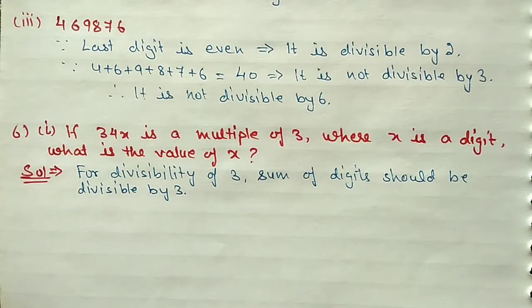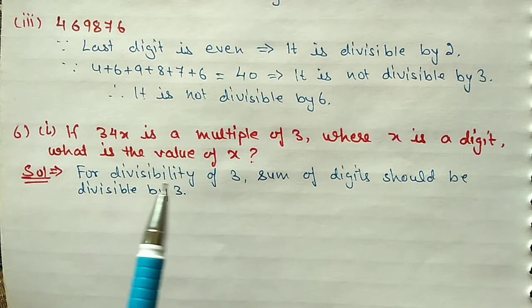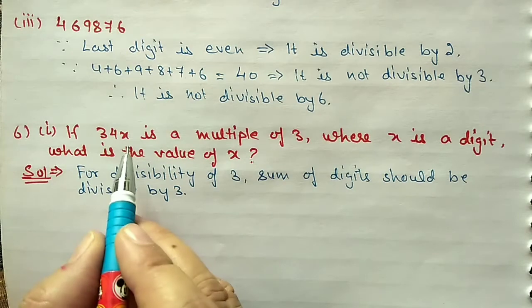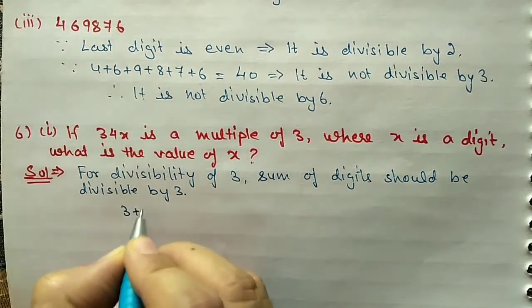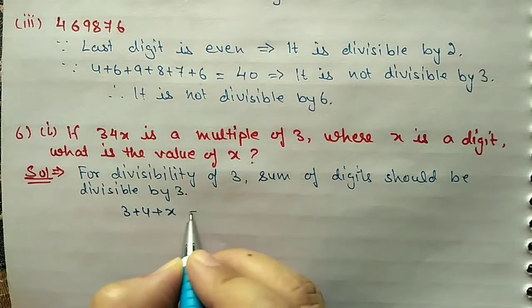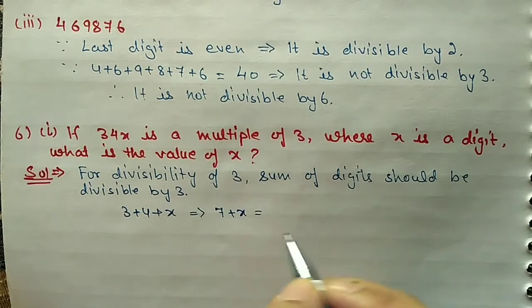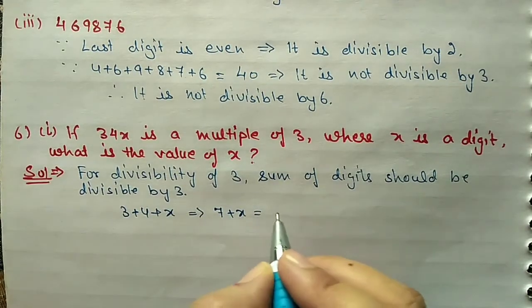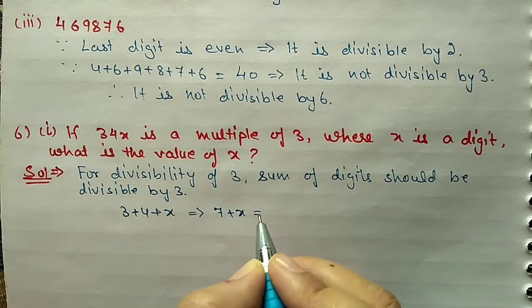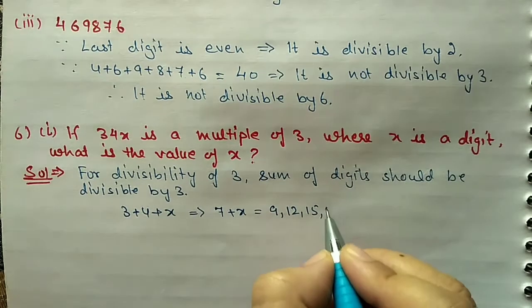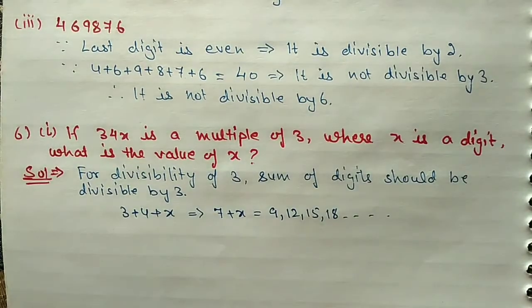Next, question number 6, first part: 34x is a multiple of 3 where x is a digit. What is the value of x? So for divisibility of 3 we have to check the sum of digits, it should be divisible by 3. So we will add all these digits, 3 plus 4 plus x, and it should come multiple of 3. So 3 plus 4 is 7 plus x. It means the possible values, after 7, the next multiples of 3 will be 9 or 12 or 15 or 18, and so on. All these are the multiples of 3.